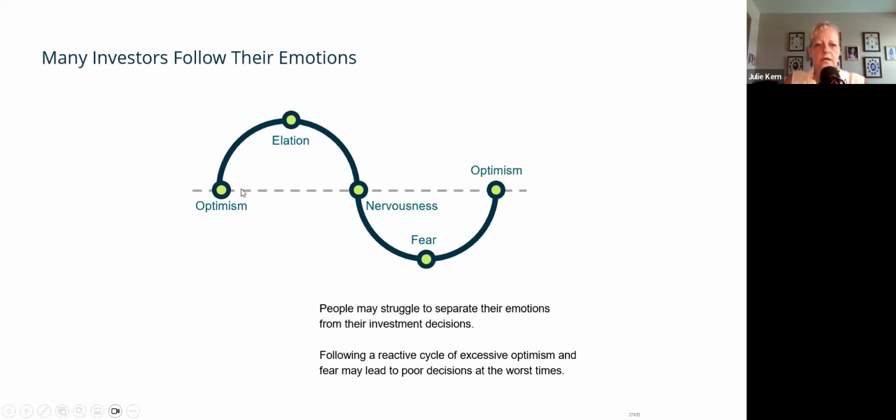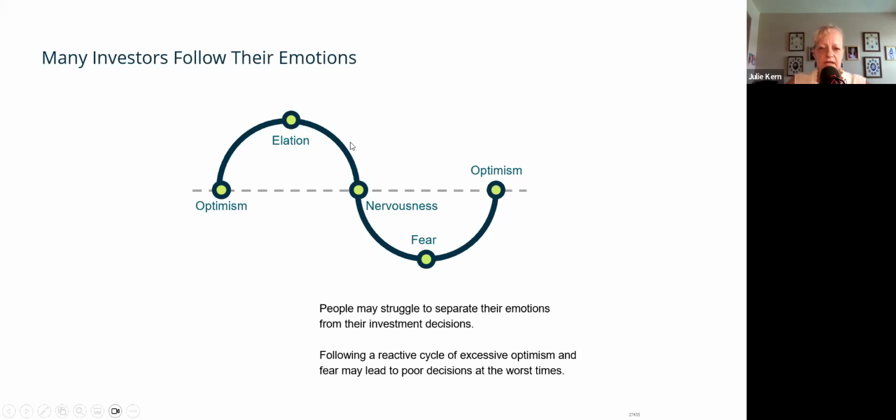And this is what we call the emotional points that you might go through. So it goes from being optimistic to being elated. When we're up here at elation, this is when the stock market is soaring or there's a certain stock that's really going up. And you're saying, I should get into that because it's a hot stock, or the market's really hot, I should put more into it. But what you're doing here, you can see, is buying high.